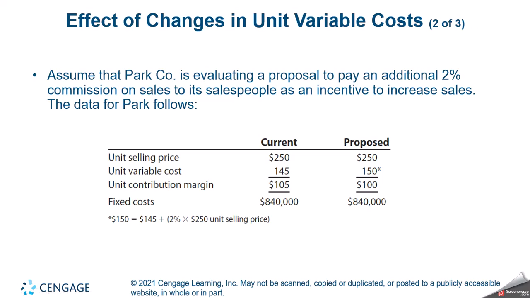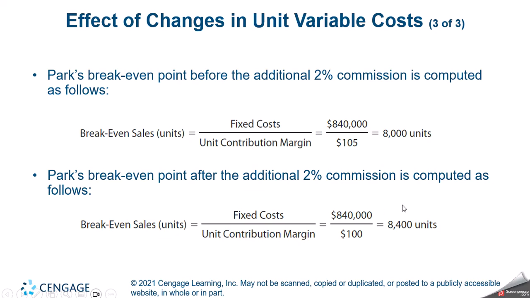So then here, if we are going to give an extra 2% commission to our salespeople to try to get them to sell more, that's going to increase our variable costs. Our selling price is staying the same, but our variable costs are going up. So then our unit contribution goes down, and then we would have to sell 400 more units. So that commission incentive has to at least provide more than 400 units to make it worthwhile.